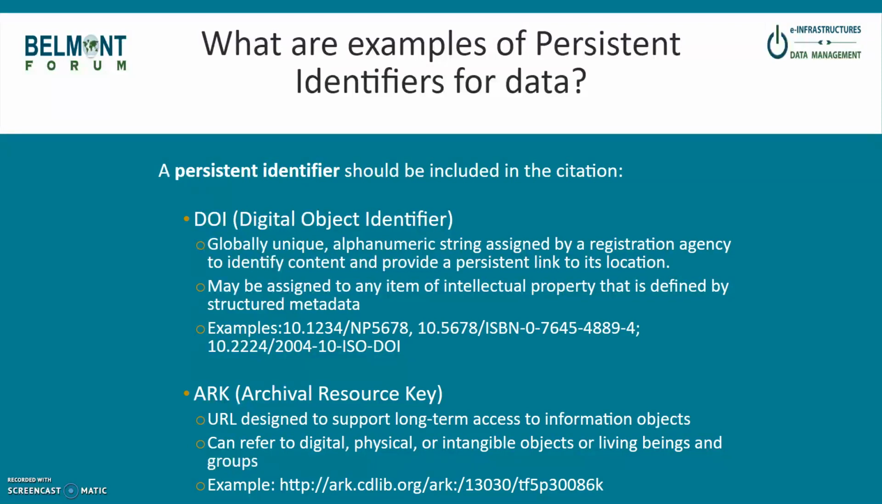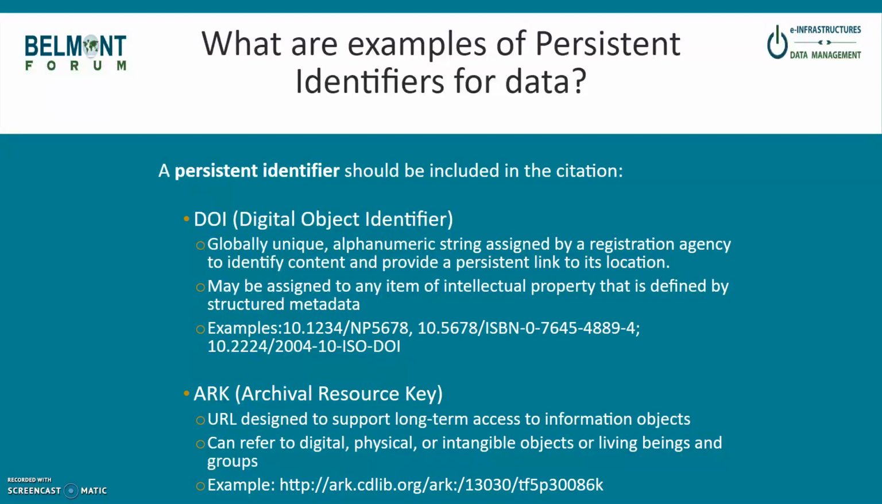One that I mentioned already is the digital object identifier. A DOI is a globally unique alphanumeric string assigned by a registration agency to identify content and provide a persistent link to its location. You've probably already seen these in journal articles, but the same thing exists for data. These may be assigned to any item of intellectual property that's defined by structured metadata, and you can see some combination of a journal's code, its name, and some other things help to distinguish that DOI from other issues or data sets within an archive or a journal.